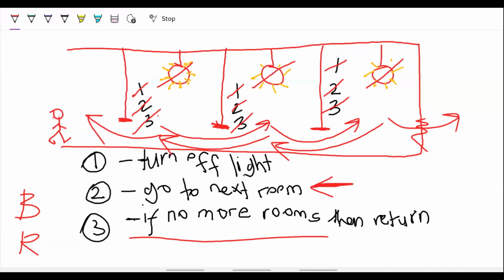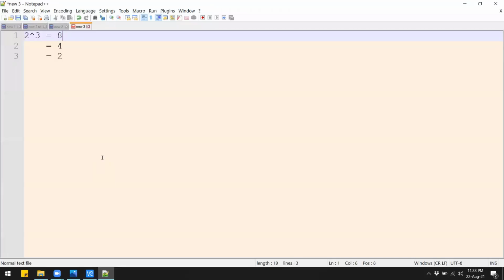So you go to the next room, and then from that room you again go to the next room, and then you keep on going until you match the base case, which is if there are no more rooms left, then you return. And we have done the same thing with 2 power 3. So we kept on breaking down 2 power 2, then 2 power 1, then 2 power 0, and then once we hit the index as 0, which was same as 1, so 2 power 0 was 1, and then from there we went back until we reached 2 power 3.